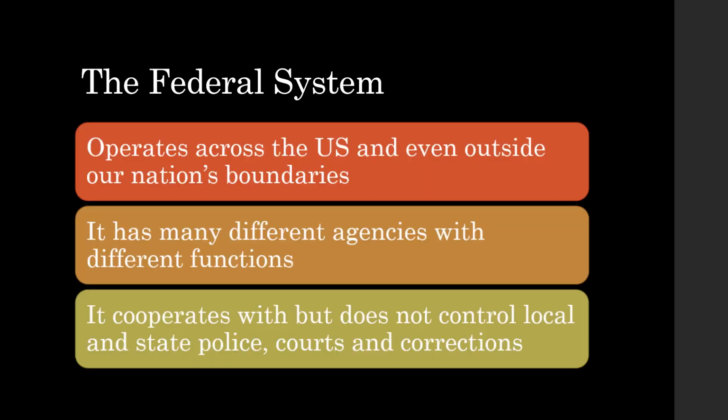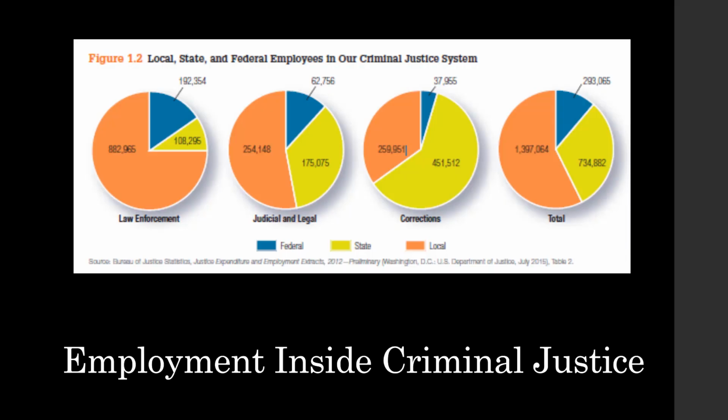The federal system operates across both the U.S. and even outside our nation's boundaries, and it's got lots of different agencies with multiple different functions. It cooperates with, but does not directly control, the local and state police forces, police, courts, corrections. Here's a breakdown to give you an idea of the numbers here so that we can know what we're talking about.